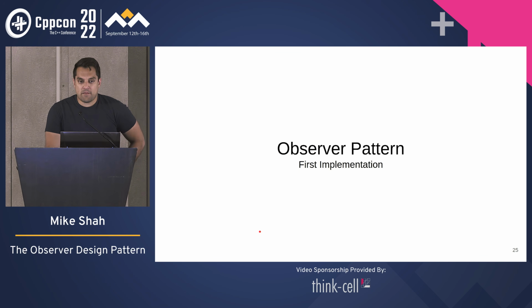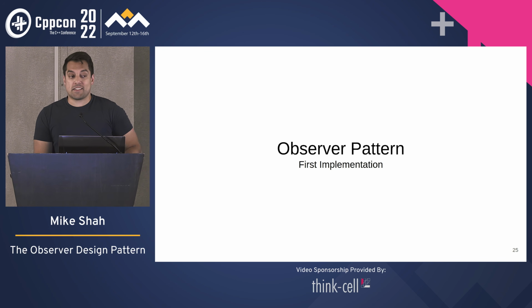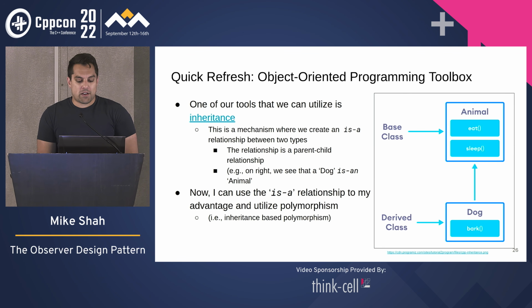Okay, with that in mind, I think one way to approach learning this pattern is to go with a very simple implementation. So let's see what this looks like. Quick object-oriented programming toolbox here. I think this audience will be familiar, but usually two of our tools are inheritance, which is one way to create an is-a relationship between two objects, so a dog is an animal, and we're going to be making use of this. And then, of course, you can have composition, a has-a relationship, but we're going to be using inheritance today.